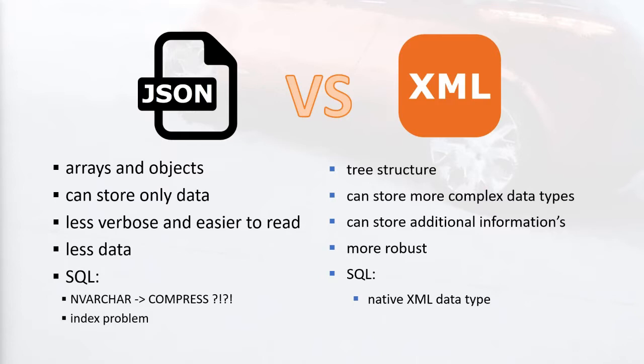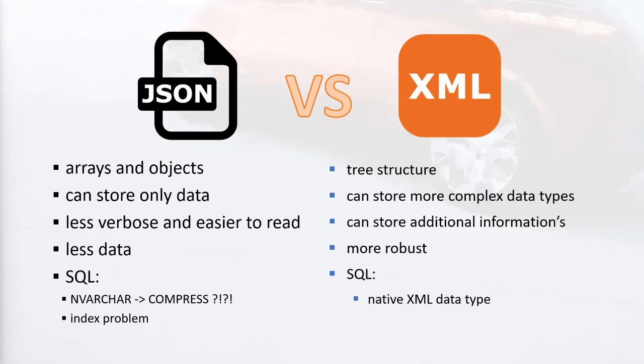We have multiple differences in SQL Server between these two types. JSON actually is not a data type. It is stored in a varchar max column, so you have a problem with indexing. You cannot index it well, and it sometimes uses much more space, because of the varchar max data type, as you know.